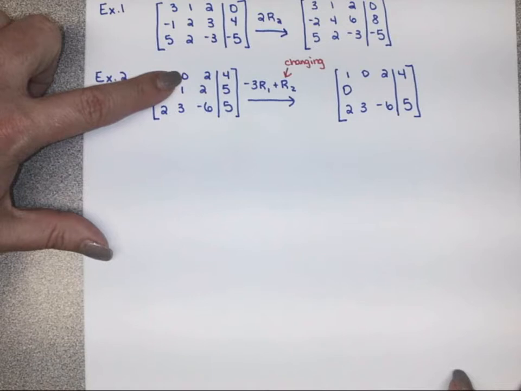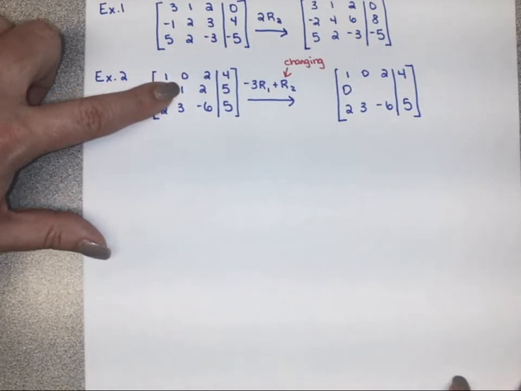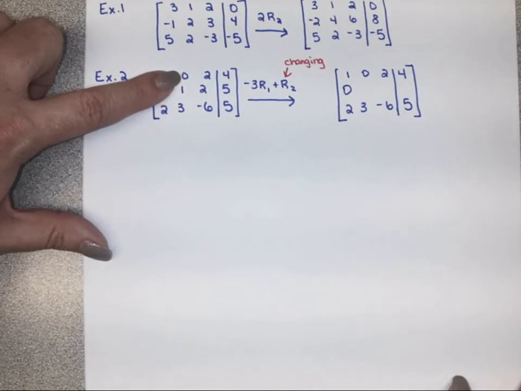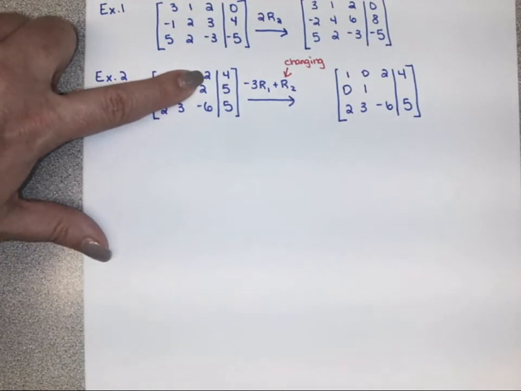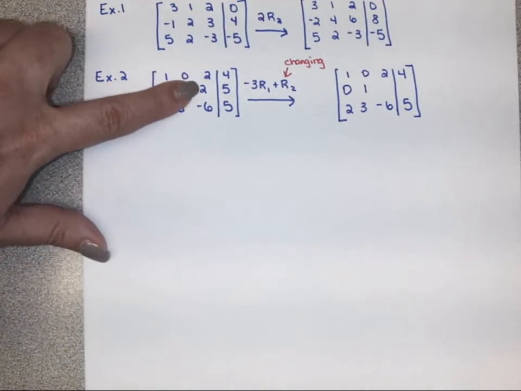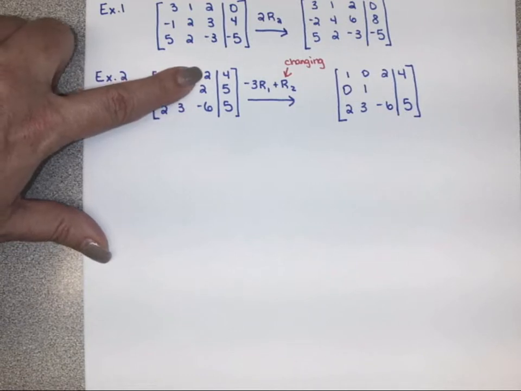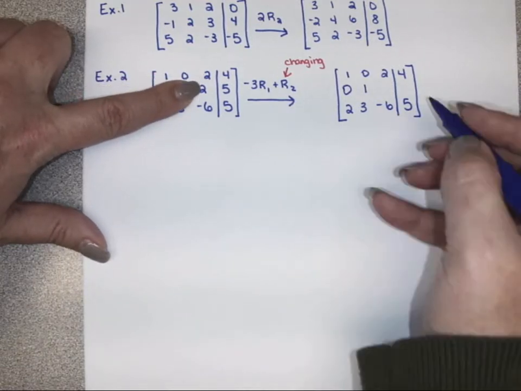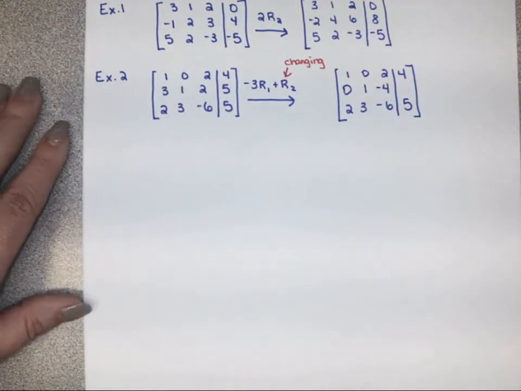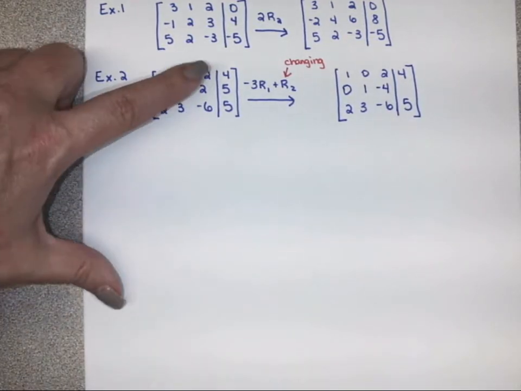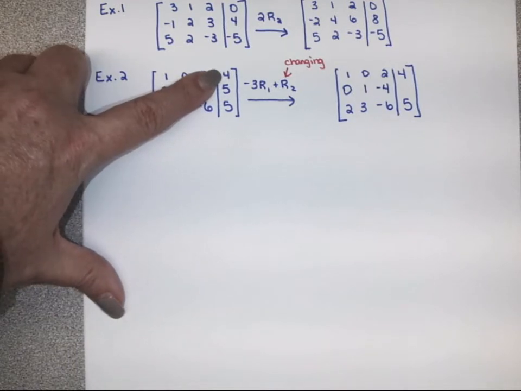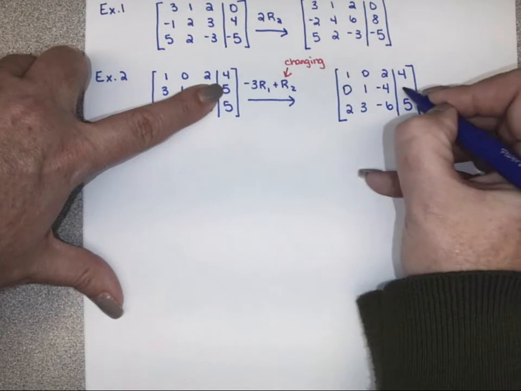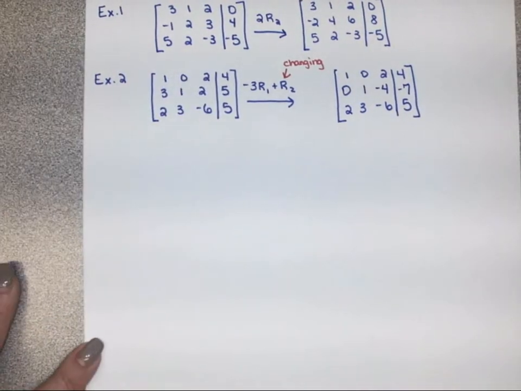And then let's do it again. -3 times this, so this is where you have to kind of visually pay attention. -3 times this plus this, right? What's -3 times 0? 0 plus 1 would be a 1. Okay, let's move on to this pair. -3 times this number plus that number, right? So what's -3 times 2? -6 plus a 2 would be a -4. And then last but not least, because you got to do it across the whole row, -3 times this number plus that number, okay? So -3 times 4 is -12, plus 5 would be -7. Okay.